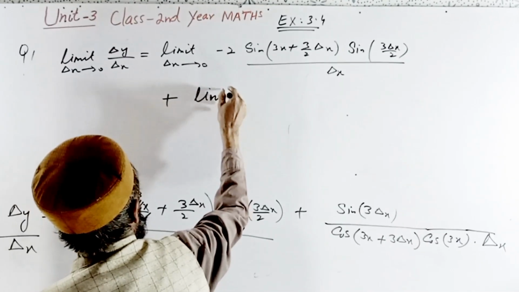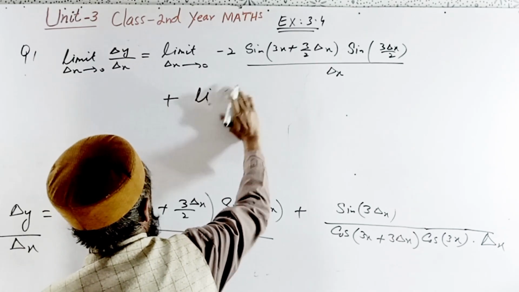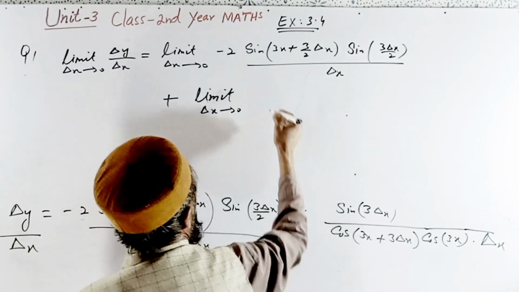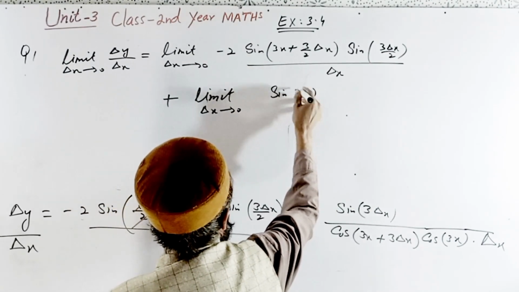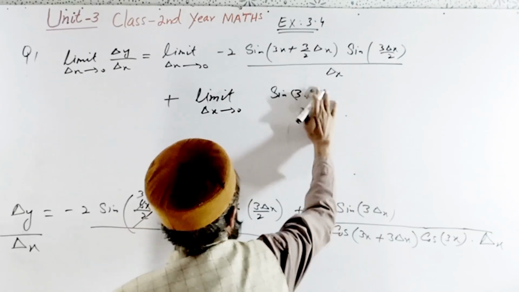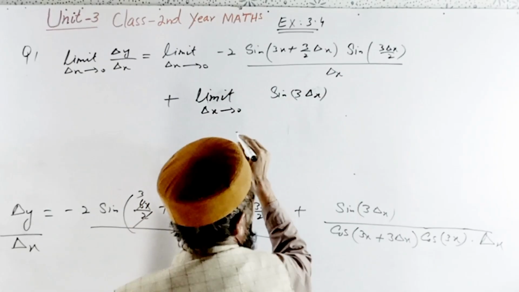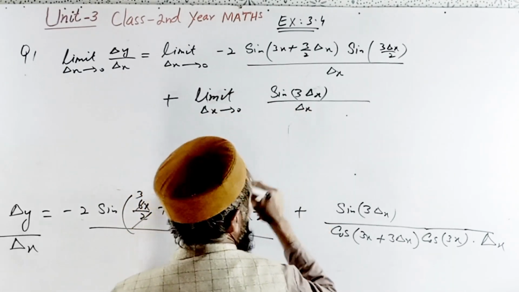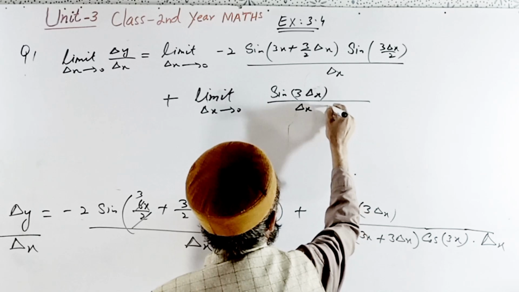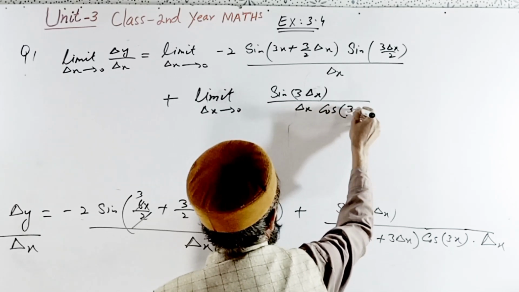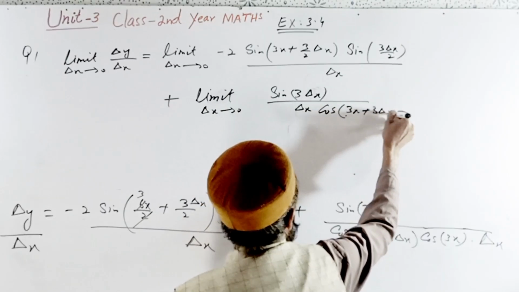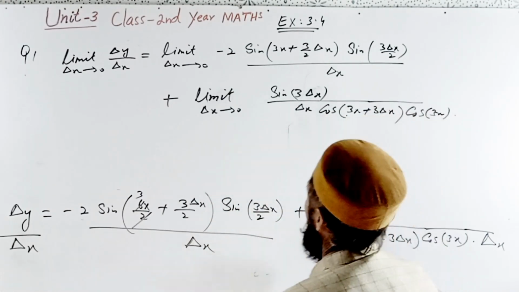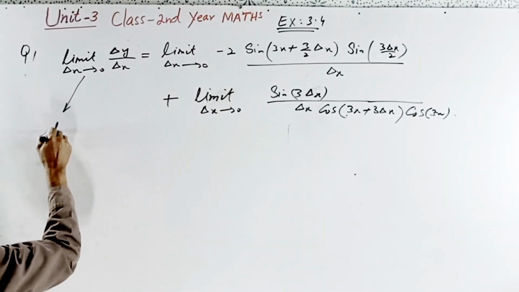limit delta x tends to 0 sine 3x, sine 3 delta x divided by delta x, and cos of 3x plus 3 delta x and cos of 3x, that is dy by dx.